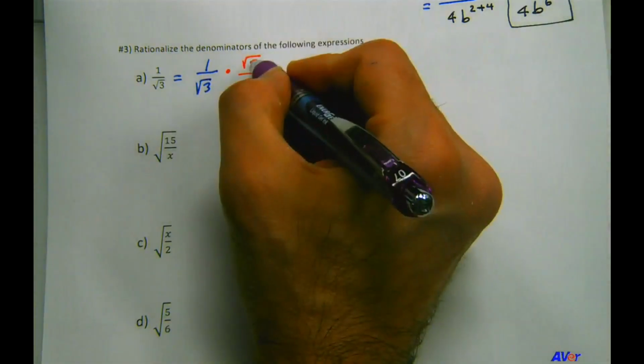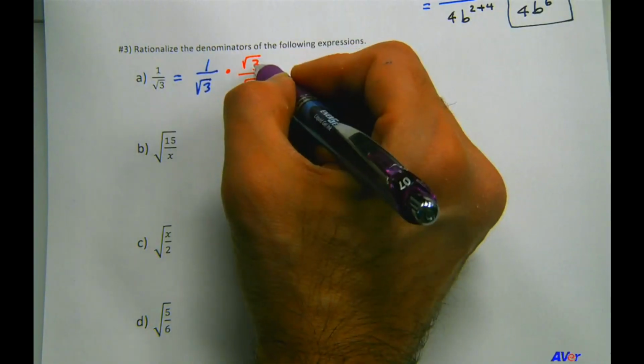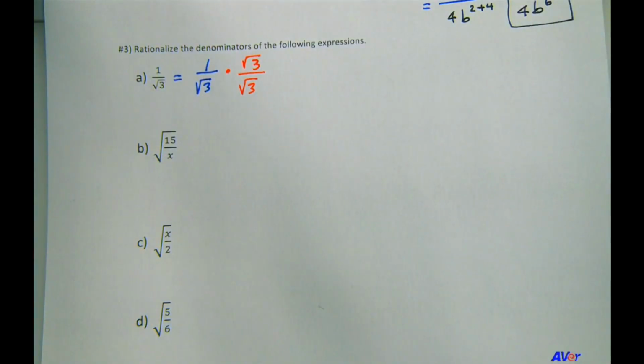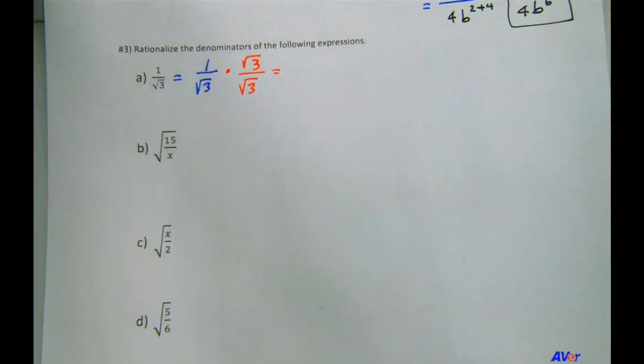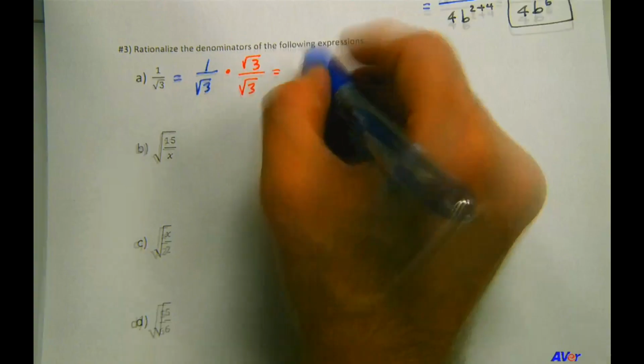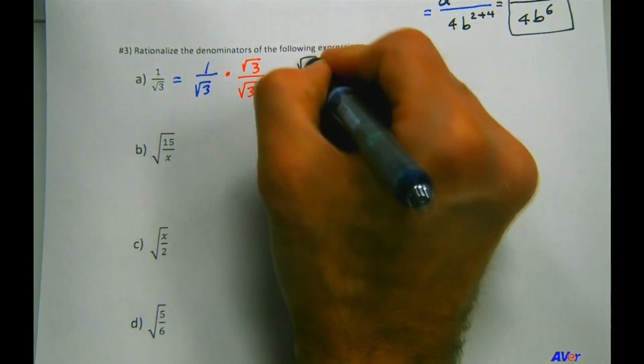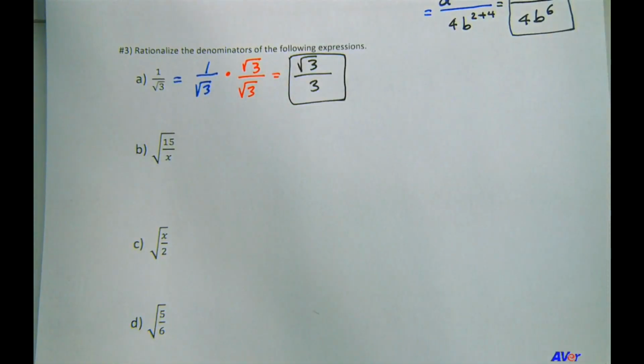But remember, you've got to multiply the numerator by the same thing. It's like common denominators, right? If you want to multiply the denominator of one fraction by a number that would give you the common denominator for that fraction, you've got to multiply the numerator by the same number. You can't multiply the denominator by one thing and not do the same thing to the numerator because you'll be changing the fraction. It won't be the original fraction anymore. So here, then, we have that, and then, of course, square root of 3 over 3. And there's no radical expression in the denominator anymore.